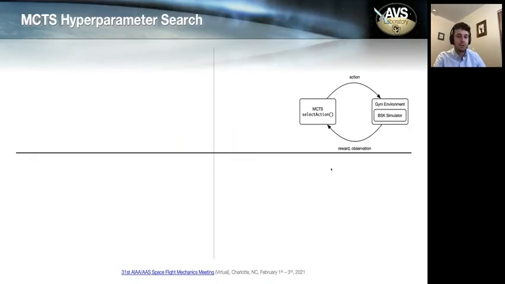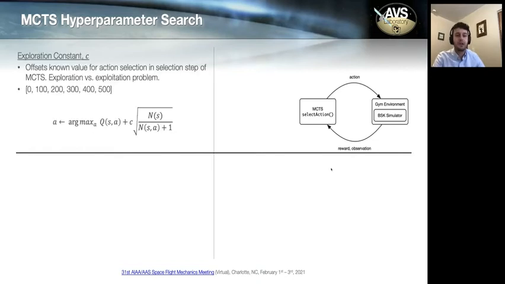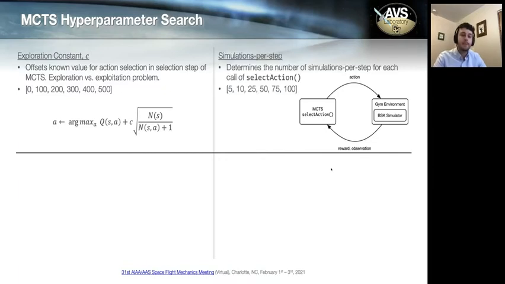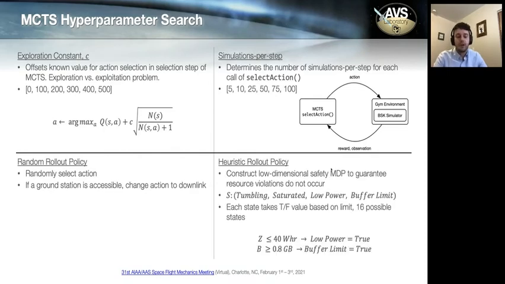For our hyperparameter search for Monte Carlo tree search, we looked at 3 different things. We looked at the exploration constant C, which balances the exploration versus exploitation problem that the agent faces. It offsets the known value for each action with an exploration bonus, and C is the parameter that controls that. We also vary the number of simulations per step, which determines how many environment interactions the agent has at each step through the environment. And then we also vary the rollout policy.